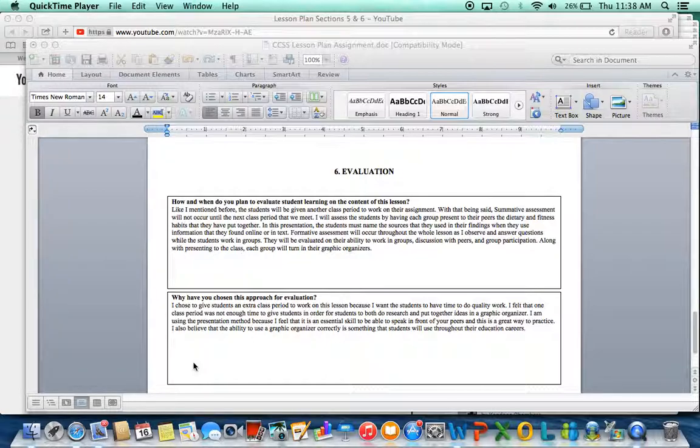I'm using the presentation method because I feel that it is an essential skill to be able to speak in front of your peers, and this is a great way to practice. I also believe that the ability to use a graphic organizer correctly is something that students will use throughout their educational careers.